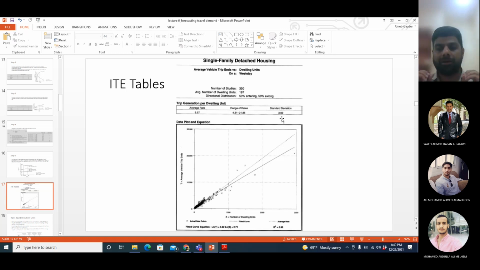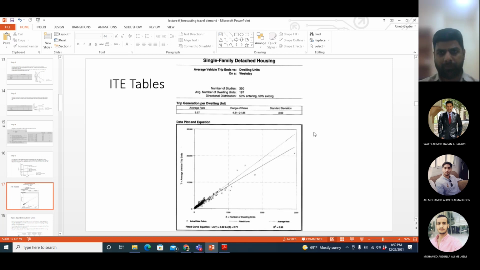So zones should be similar. If you are calculating an average, a standard deviation, or a range, they should be for similar zones. You cannot mix a single family detached housing area with an industrial area. So all this exercise is done for the same type of area. The values are plotted according to number of units and average number of trips, and the average, range, and standard deviation are shown here.